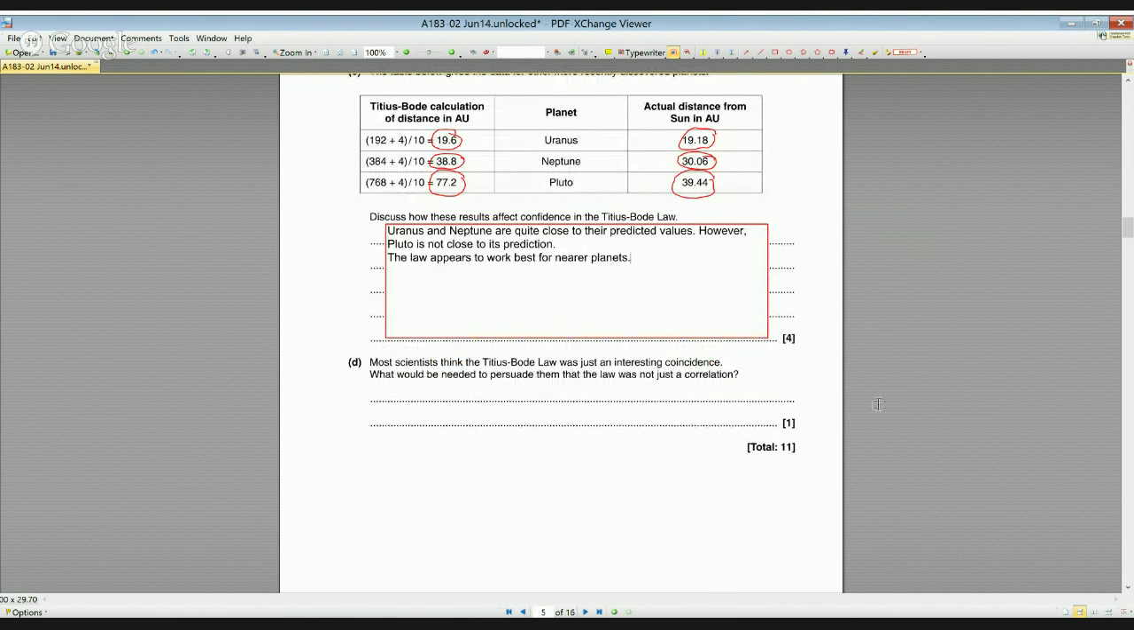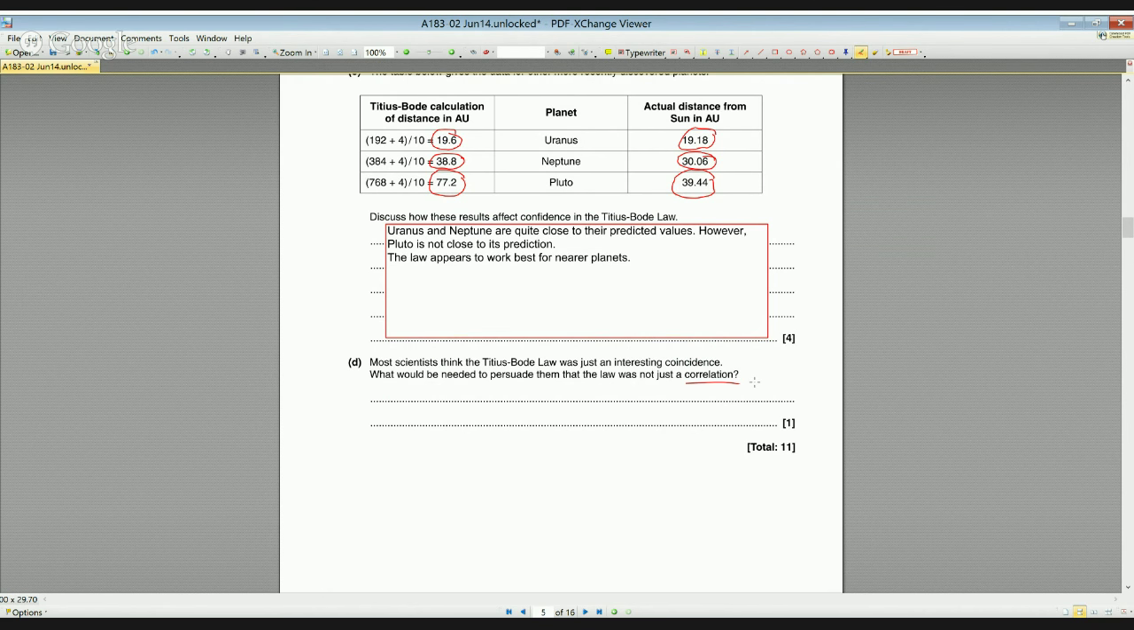Most scientists think the Titius-Bode law was just an interesting coincidence. What would be needed to persuade them that the law was not just a correlation? Now, this is the important word here. OCR love questions about correlation and cause, and here they've thrown that word correlation in to take it beyond just being a correlation.